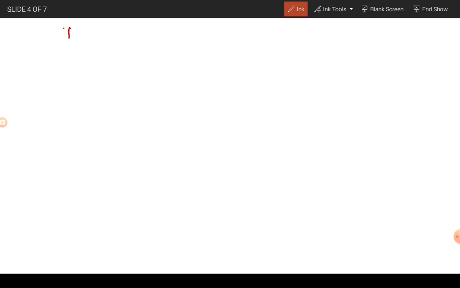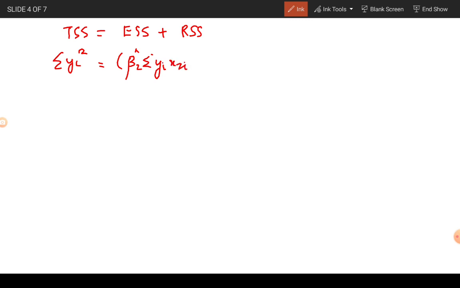So whether two-variable or multivariable, the relation total sum of squares is equal to explained sum of squares plus residual sum of squares remains true. So in this case, the total sum of squares can be denoted by summation small yi square. The explained sum of squares can be written as beta 2 hat times summation yi x2i plus beta 3 hat times summation yi x3i, and the residual sum of squares remains the same, summation of ui hat square. We had briefly derived this equation in the earlier lecture, so I'm just going to continue from here.